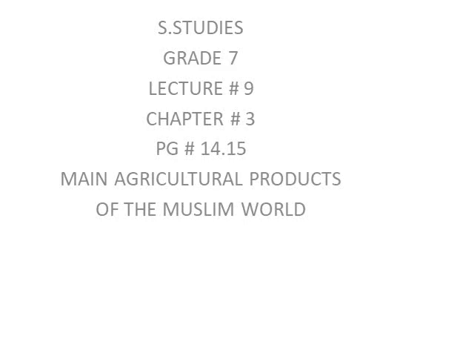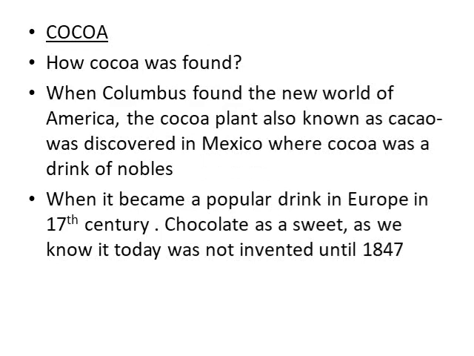Open your books, page number 14 and 15. We are discussing the main agricultural products of the Muslim world. Cocoa. Cocoa is also an important agricultural product.